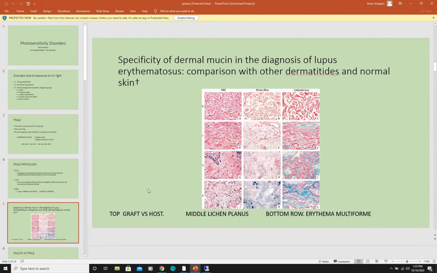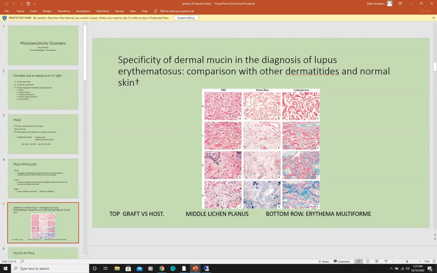So I just wanted to go through the specificity of dermal mucin in this diagnosis of lupus, because when you compare PMLE to lupus, one of the characteristics of lupus would be the mucin deposition as well as the CD123 cell collections in lupus. And there was a very good study from the University of Michigan which came out on looking at lupus, lichen planus, EM, and PMLE, and looking at the mucin deposition. And yeah, I'm just showing some pictures.